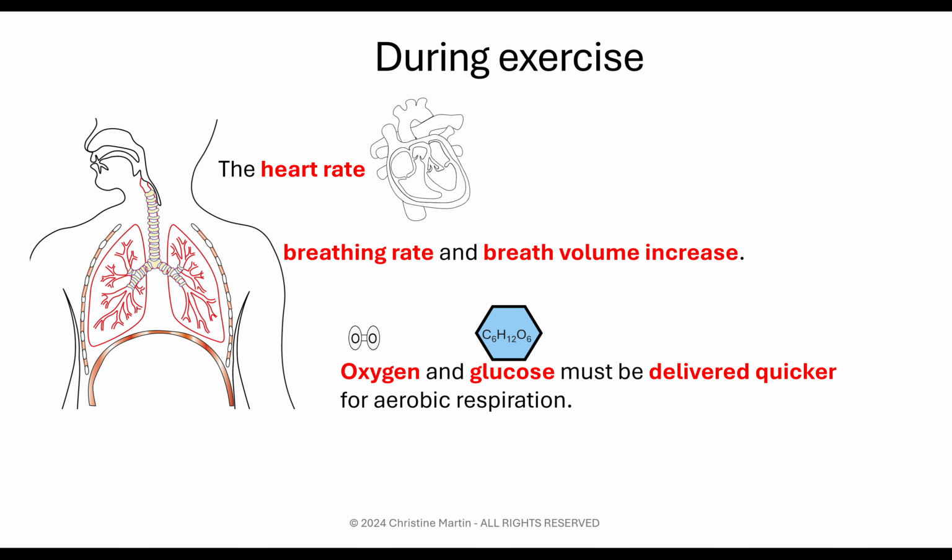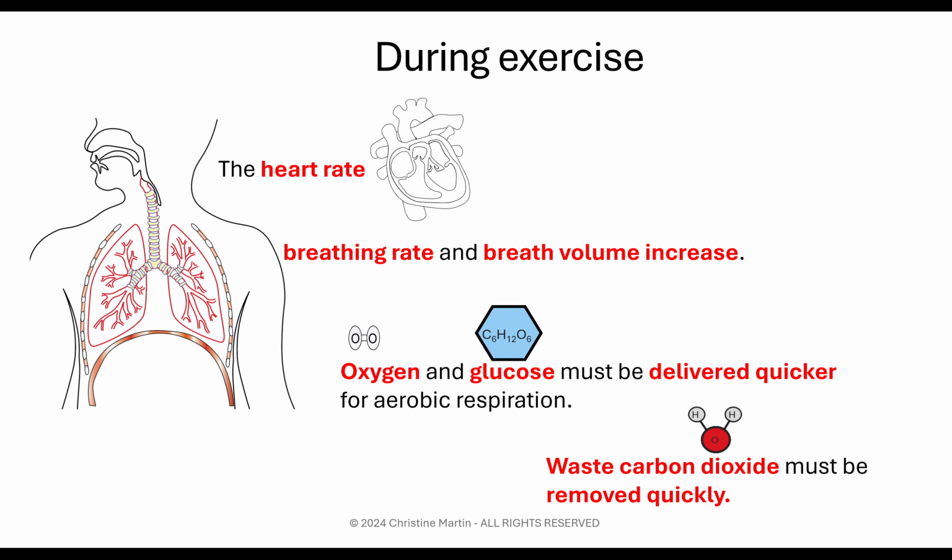But remember, aerobic respiration, we had some products. We had carbon dioxide. This is a waste product, which is not good in the body. It makes our blood too acidic. We need to remove it quickly. So therefore, during exercise, the increased heart rate, the increased breathing rate and breath volume are to supply the oxygen and glucose. Do not lose a marking point, because you forget that glucose is needed for respiration and also for the removal of the carbon dioxide.